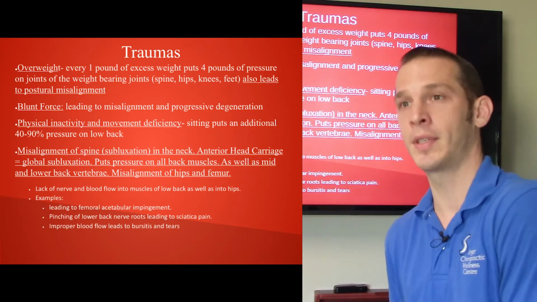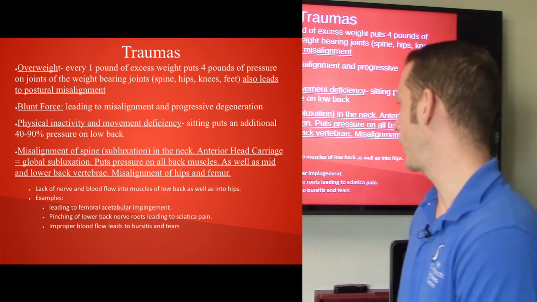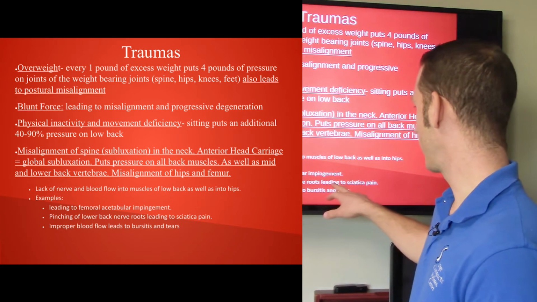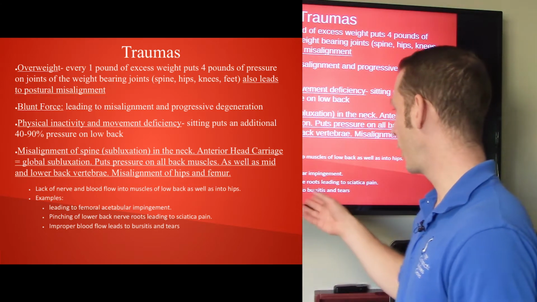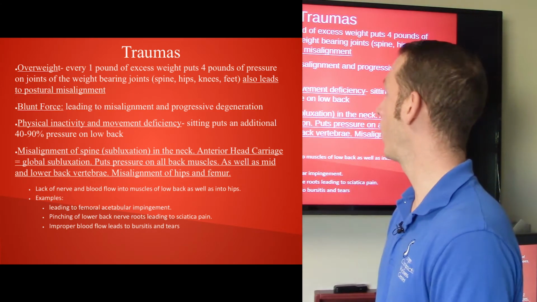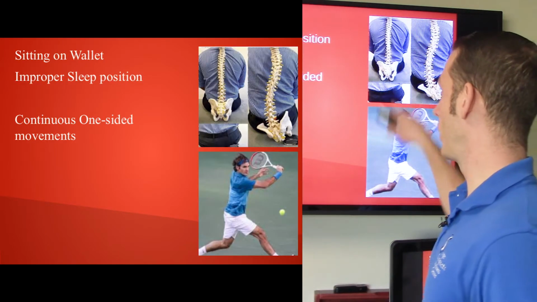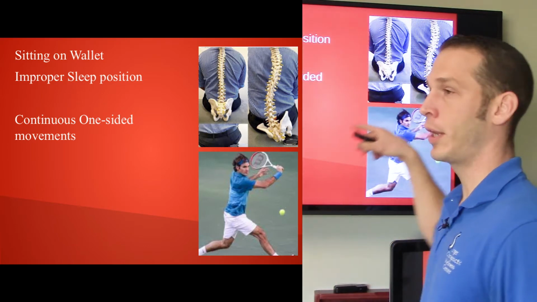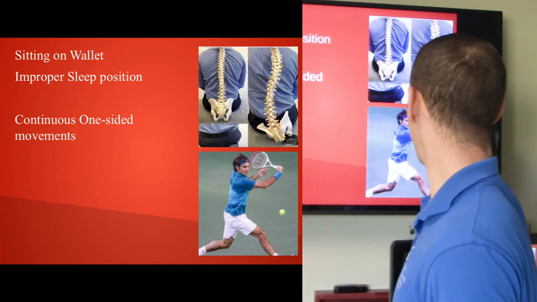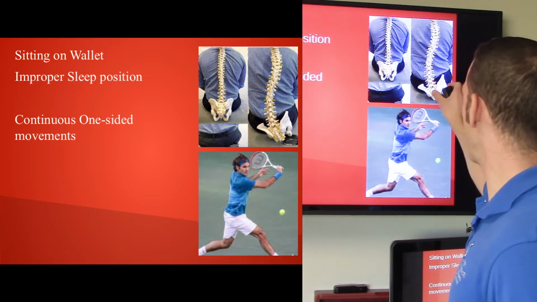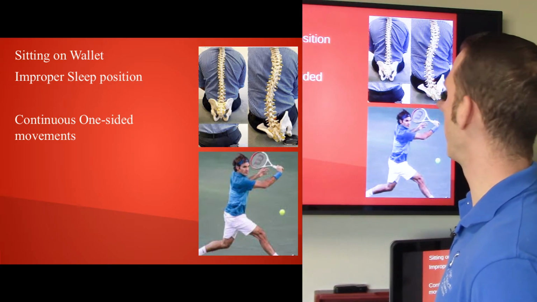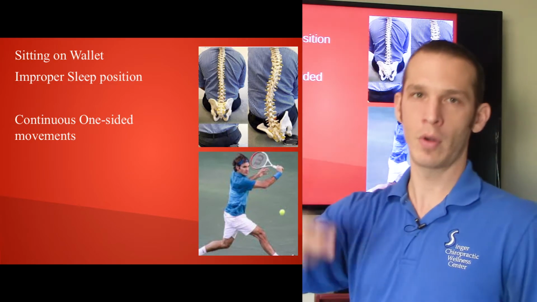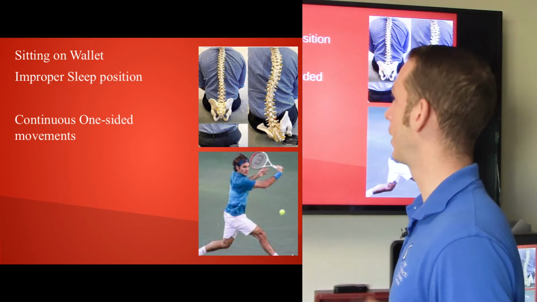That could lead towards misalignments of the hip, causing impingement on those on the lower back there, or on the actual femur there. Pinching of lower back muscles leading towards sciatic pain, improper blood flow leading to bursitis and tears, which we'll talk about more too. All right, here's a couple examples of also just improper seating positions, right? Let's say that, in general, men will be sitting on a wallet and their lower back. What happens is it creates a large imbalance or misalignment in the lower back, creating a lot of pressure, leading towards nerve impingement, disc compression, etc.